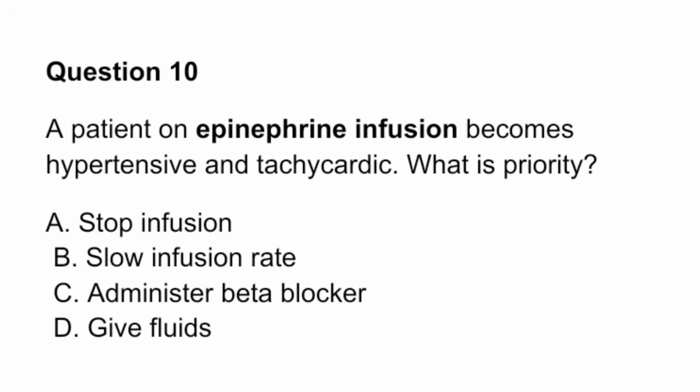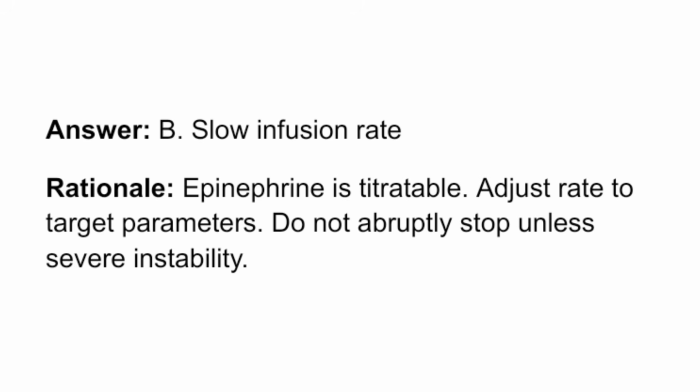Question 10. A patient on epinephrine infusion becomes hypertensive and tachycardic. What is priority? A. Stop infusion. B. Slow infusion rate. C. Administer beta blocker. D. Give fluids. Answer B. Slow infusion rate. Rationale: epinephrine is titratable. Adjust rate to target parameters. Do not abruptly stop unless severe instability.